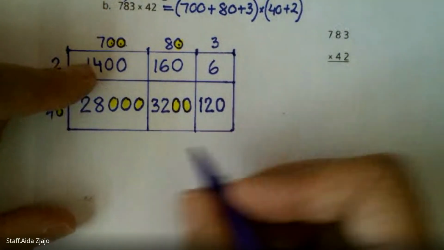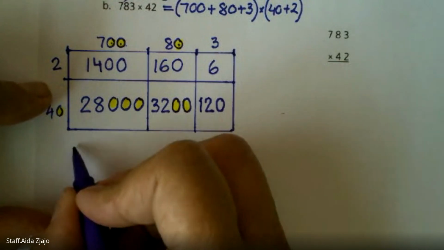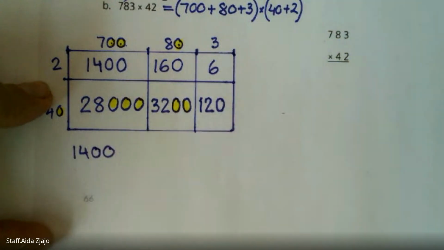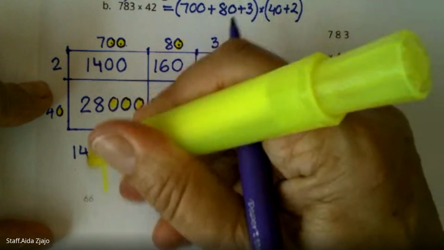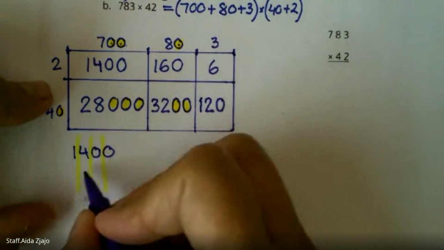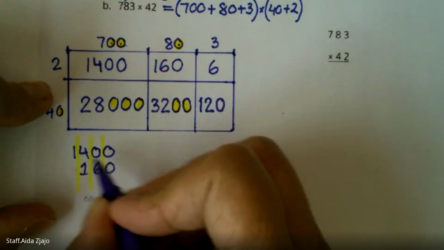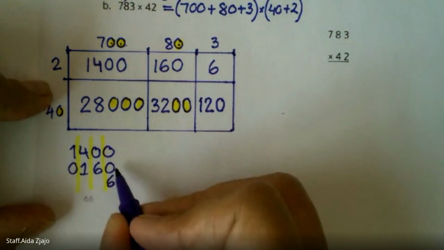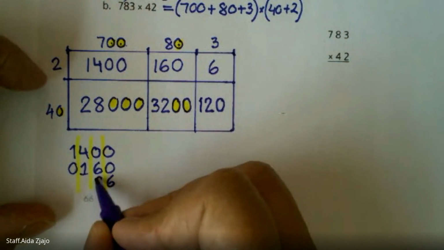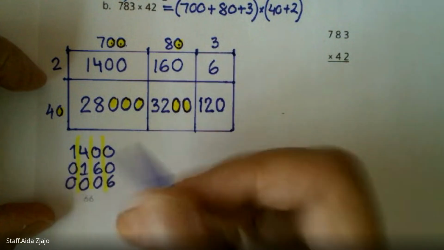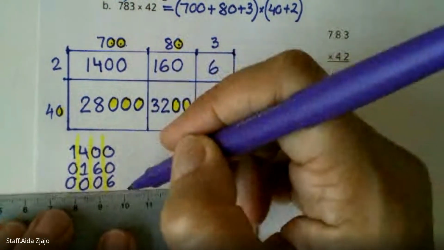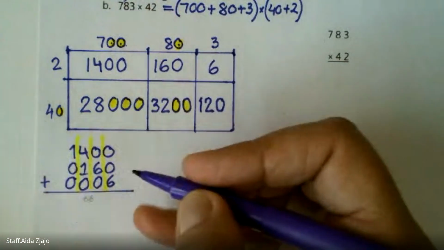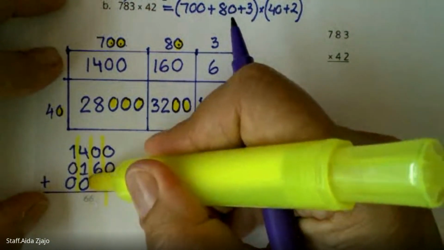So I'm going to do that on the side. So on the bottom, 1,400, and adding 160. I can add 0 here if I want, and I'm going to add 6 more. 6 ones. It just has no tens, no hundreds, no thousands. I can do that. It's an empty chair that holds the place value. So now I'm going to add all this.